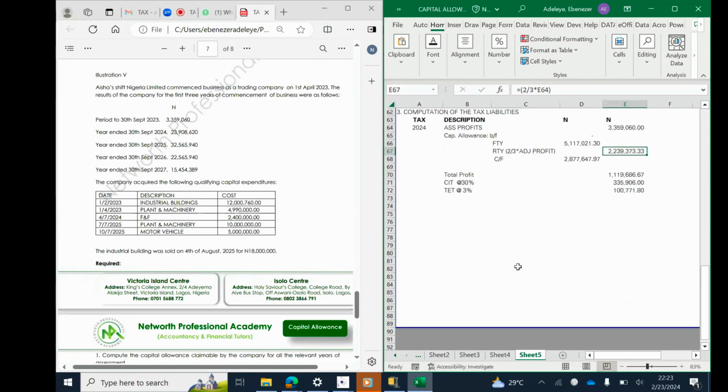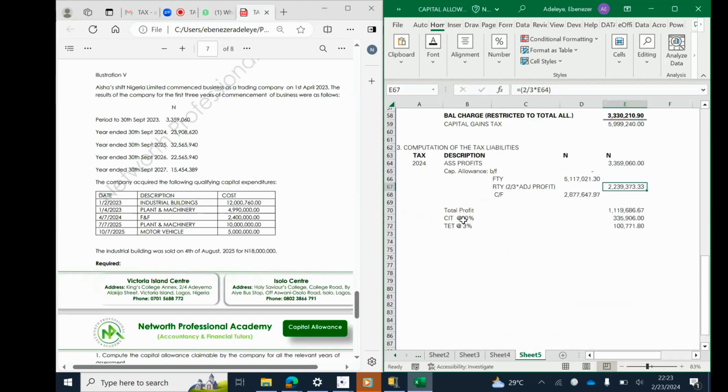Then our CIT, we said because they have not given us revenue, was 30% of the total profits. But our TET is 3% of adjusted profits. Please don't forget that. Let's just do one more, and then I'll give you the last one as an assignment.